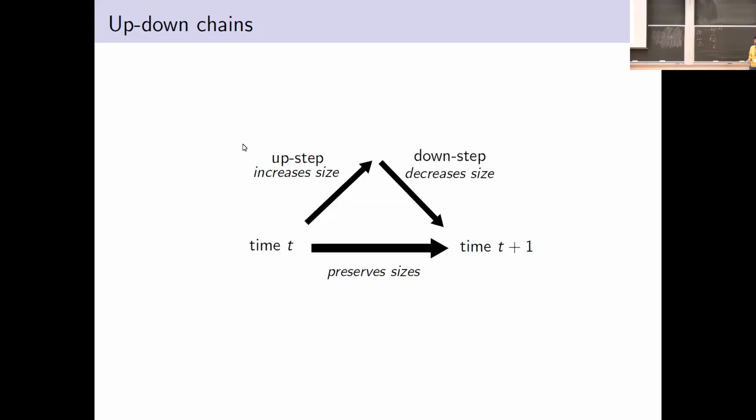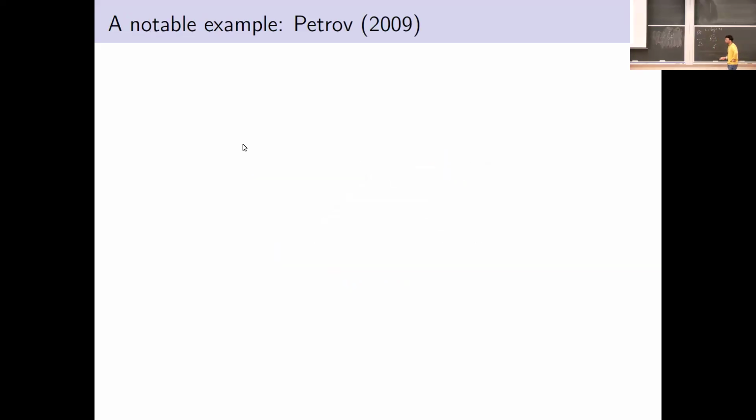Examples you can keep in mind are perhaps graphs. So maybe the size of the graph is the number of vertices, right? And so I temporarily have a graph of size n plus 1, but then I go back eventually to a graph of size n. One particular notable example I would like to point out is some work of Leonid Petrov, who considers up-down chains on integer partitions.